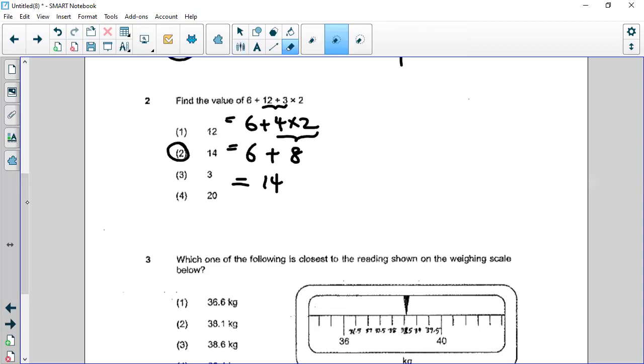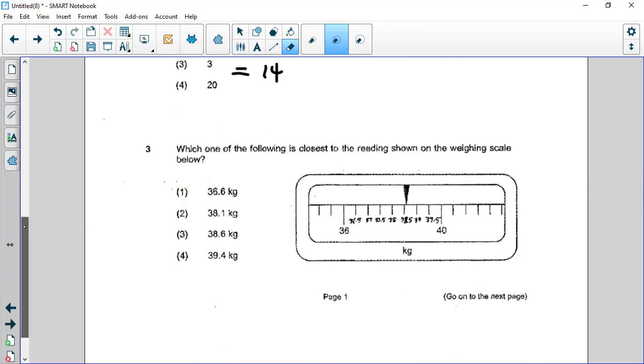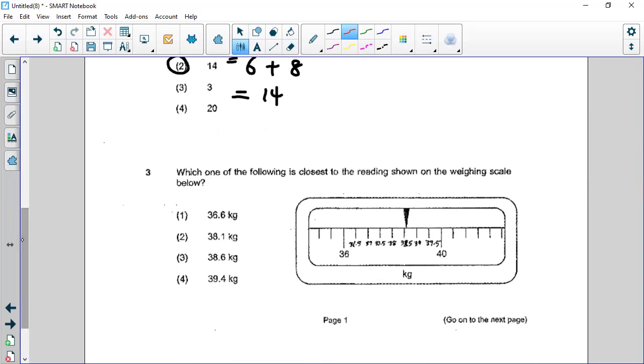Which of the following is closest to the reading? Janelle, you have to mute your background. So you need to count the gaps. Every time you do paper 1, you have to be careful that you don't look at what the students are writing, because sometimes the students' writing can be wrong. Look at the number line and you must count the gaps.